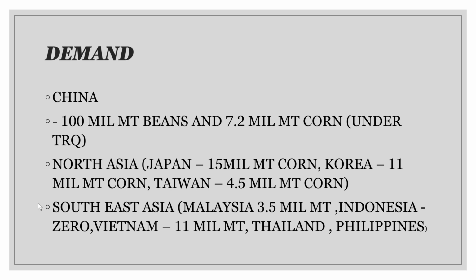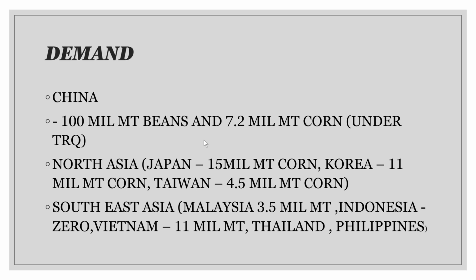For China, they can take around 100 million tons of beans. In a normal year, the corn import is under TRQ, so the maximum they can take is 7.2 million tons. But this year, they have taken 24 million tons already from the US alone.